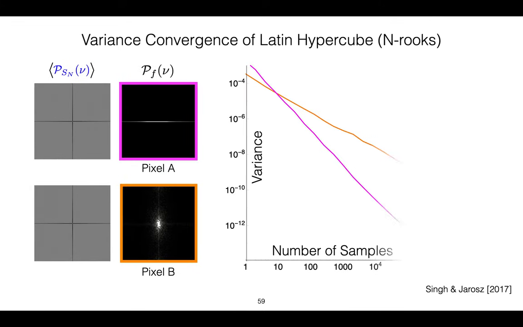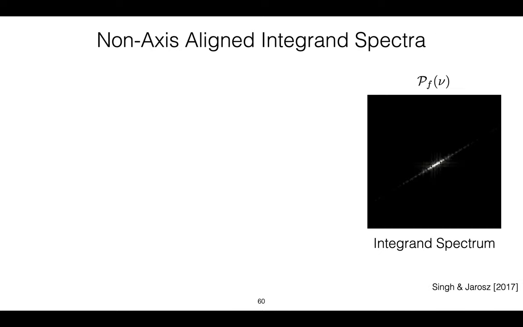We plot the corresponding convergence rates for these different functions for a given Latin hypercube sampler and observe that when these alignments happen between the power spectra of the integrand and the sampling pattern, the convergence rate shown in magenta is much better compared to when there are no such alignments. And this is no surprise.